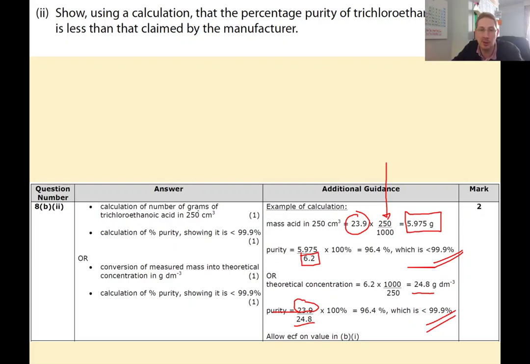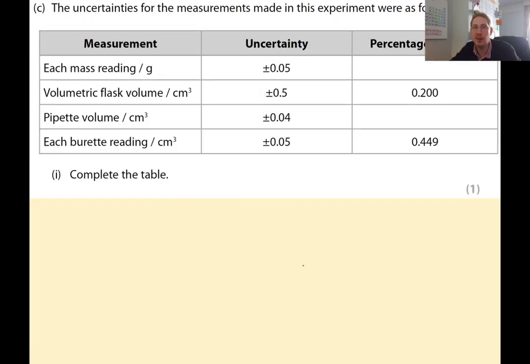So 1 mark for calculating the number of grams in 250 centimetre cubed, 1 mark for percentage purity, or doing it the other way round. Either way, 2 marks for that. We've got some uncertainties here, and we've got to complete the table.